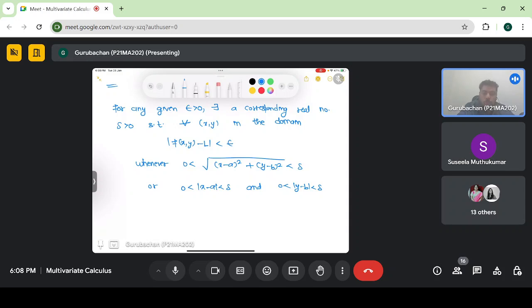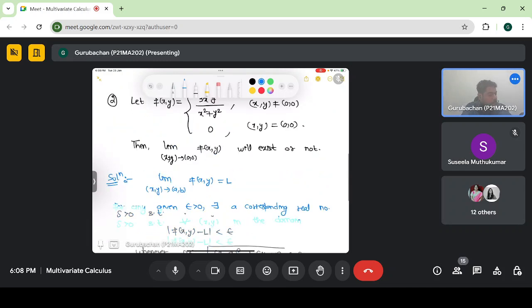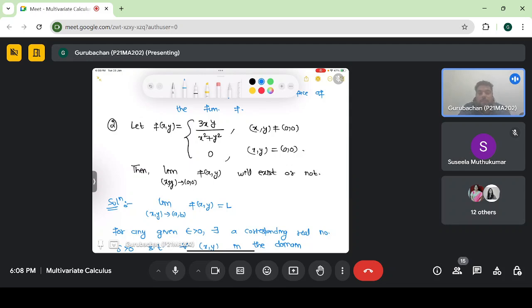While if we can show that from two different paths the limit is different, then we can say that the limit does not exist. Here we will first apply the different pathways to show the non-existence of the limit.